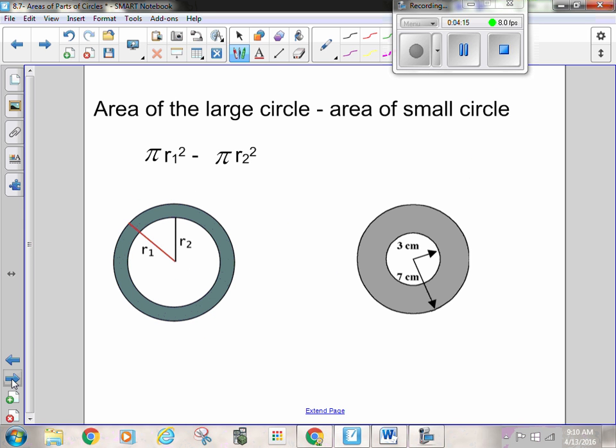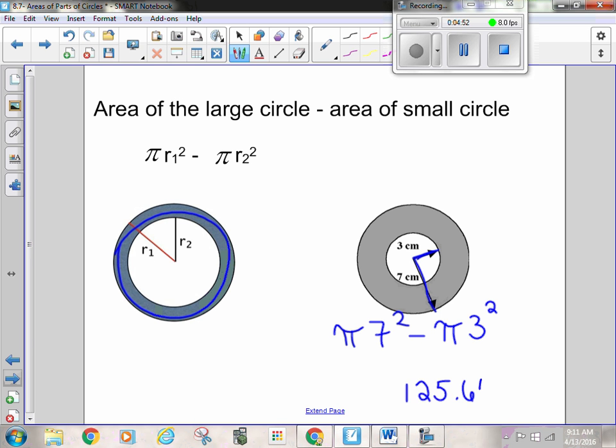Okay, then the next one is where we're going to find the area of this shaded region here. And this is the easy one. Area of the large circle, subtract the area of the small circle. Okay, so if we look over here, we have area pi r squared, so our large circle has that radius of 7, minus the area of our small circle, and we have a radius of 3 here. So we have pi times 7 squared minus pi times 3 squared. We end up with 125.66.